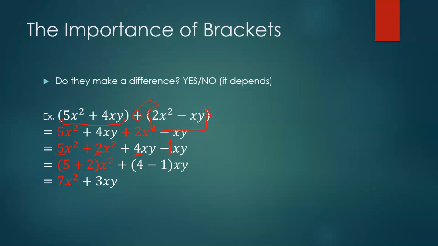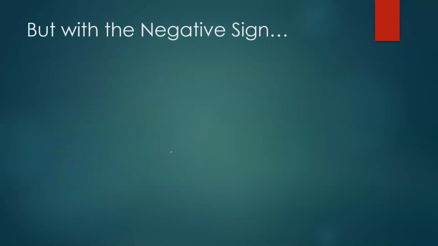So is there a case where the brackets actually do make a difference? In this next example, it does make a difference. If there is a negative sign in front of the brackets, it complicates things a bit more. So if I have a negative sign in front of a polynomial, let's say I have some polynomial right here. So this is the first polynomial.